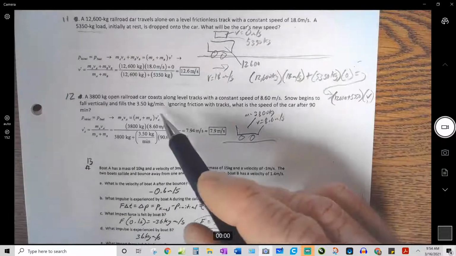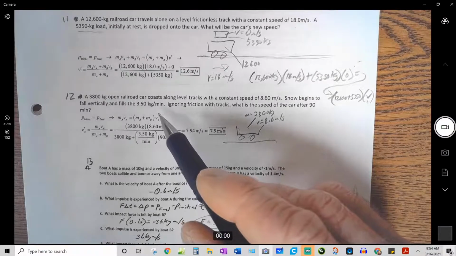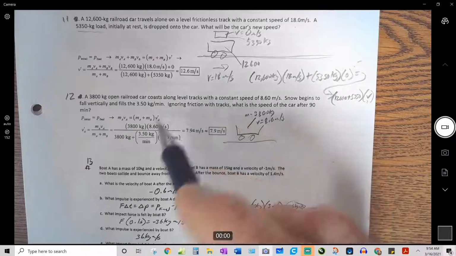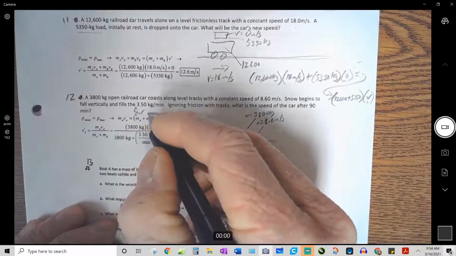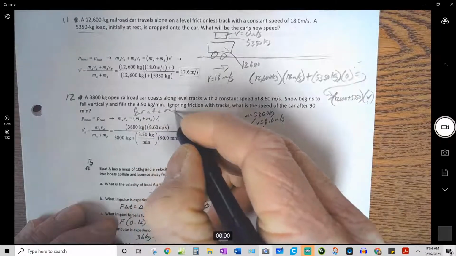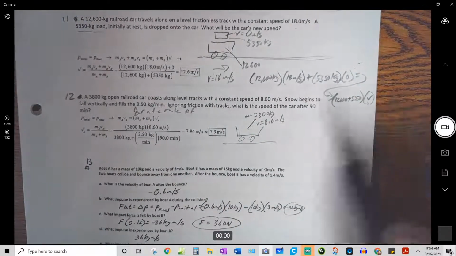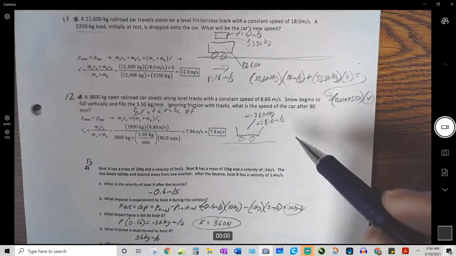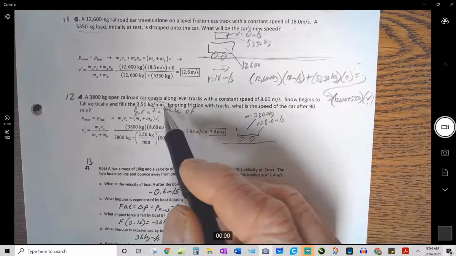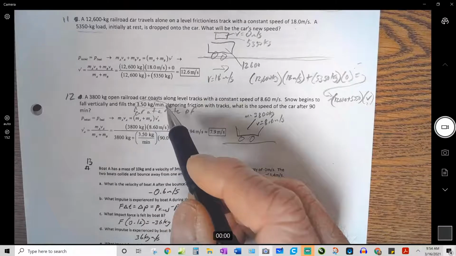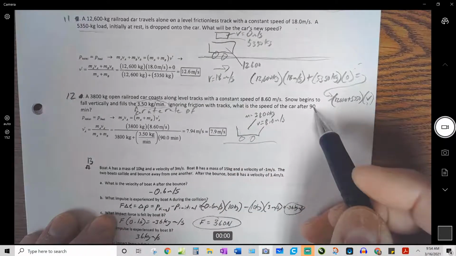Snow begins to fall vertically and fills the, I think it means fills the car at a rate of 3.5 kilograms per minute. What's the speed of the car after 90 minutes? Well, I don't really know why we had to add that complication to it, but this is the number of kilograms per minute. This is the number of minutes.